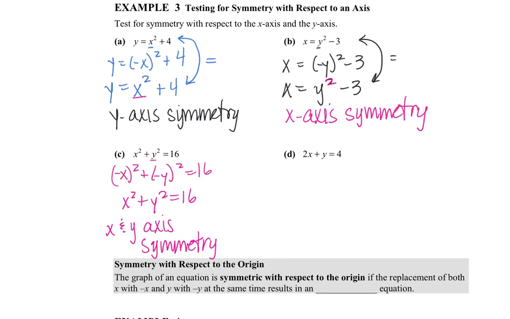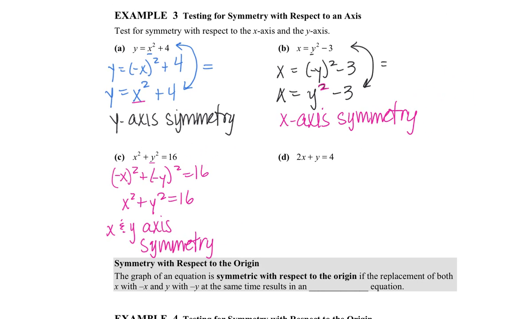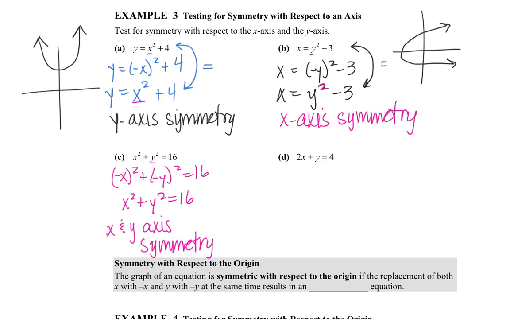Also, just for visuals, when you have y equals x squared plus 4, you are talking about a parabola. And when you have x equals y squared, we have this. And when you have x squared plus y squared equals a number, you have a circle.